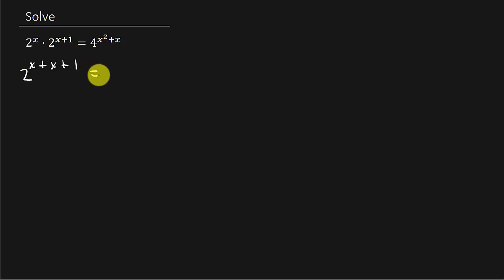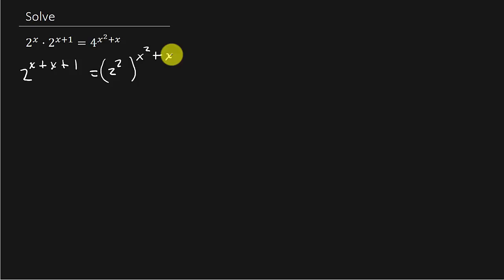That equals, now looking at the left hand side, our base is 2. Well, can we do that on the right hand side? Can we rewrite 4 as 2 raised to a power? Well, yeah, we can rewrite the 4 as 2 squared. All we did is we took the 4 and we wrote it as 2 squared. And then all of that is still raised to the x squared plus x.